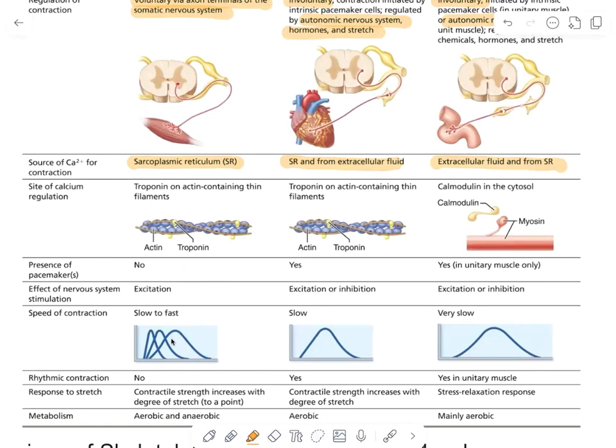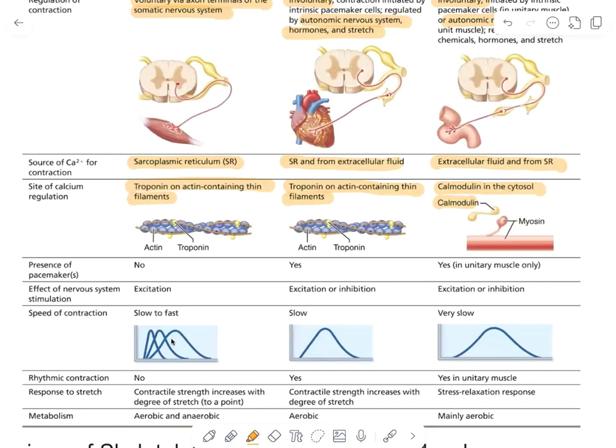For calcium regulation, troponin is on the actin-containing thin filaments. Troponin is also on the cardiac muscle actin-containing filaments. This is one of the reasons that in the hospital, they'll oftentimes check the blood for troponin levels, because that could indicate a heart attack. It doesn't always, but a lot of times it does. But remember, for smooth muscle, instead of troponin, we have calmodulin that the calcium binds to.